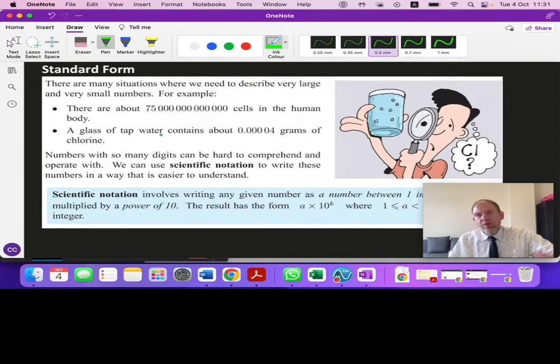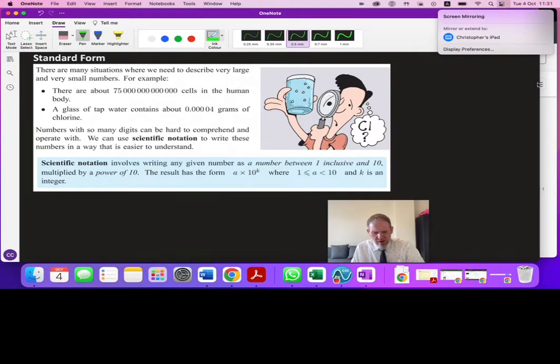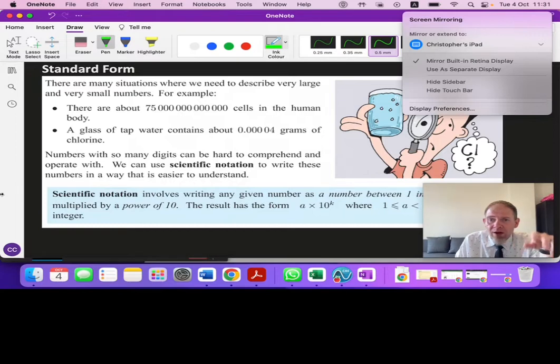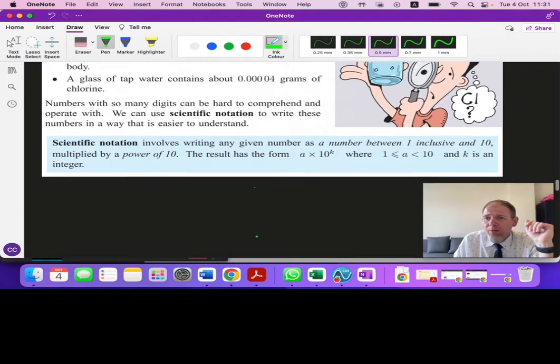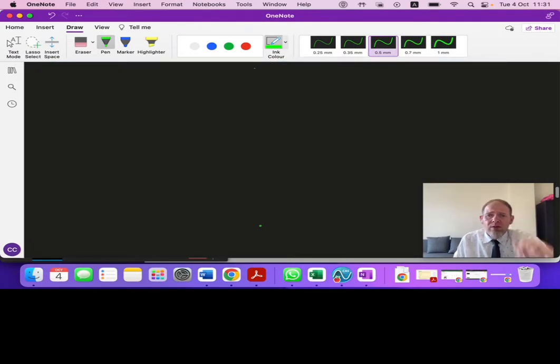So, standard form is this idea that if we have a really, really big number or a really, really small decimal number, sometimes it's clunky to write those as a really large or small number. Now, obviously, you can see I've got all sorts of technical issues going on, but we're just going to power right through it because that's what we do.